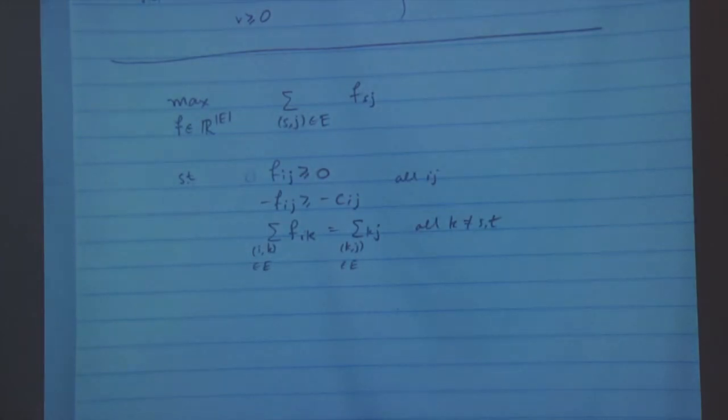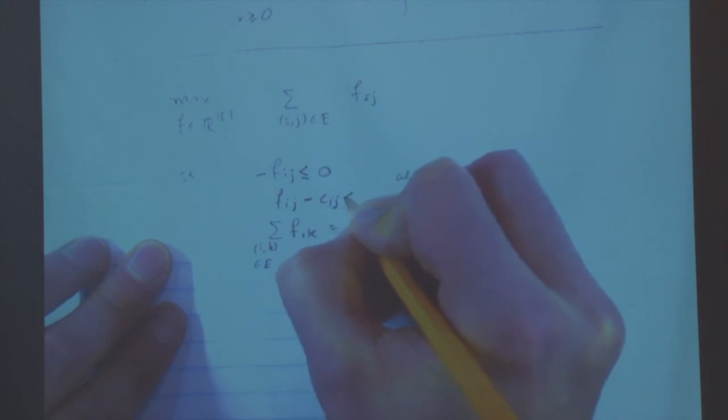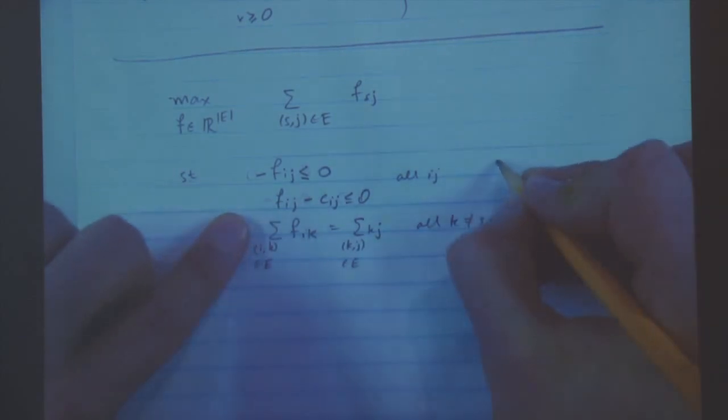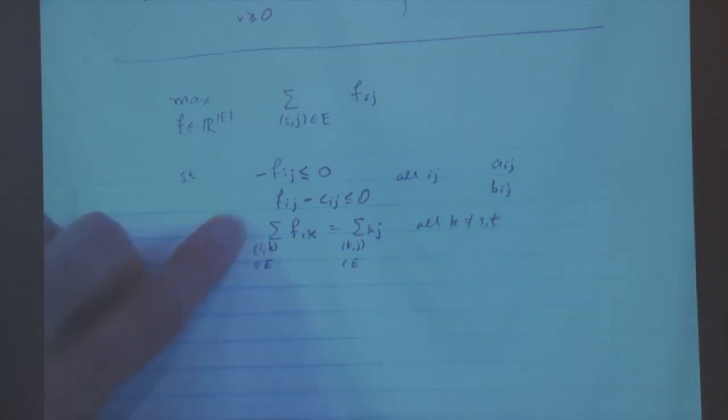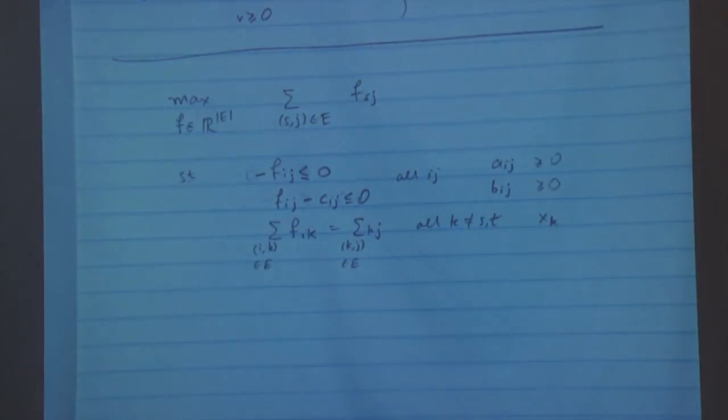Okay, so let's introduce dual variables. I believe I called these, okay, here it's going to be more convenient to write all these as upper-bound constraints, which is fine. That's actually how we had it in the last formula for the general form LPs. So minus f_ij is less than or equal to 0, and f_ij minus c_ij is less than or equal to 0. I'm going to introduce dual variables a_ij here and b_ij here. They're both going to be non-negative. For each one of these constraints, I'm going to introduce the dual variable x_k. There's no constraint on x_k, because it's an equality constraint.